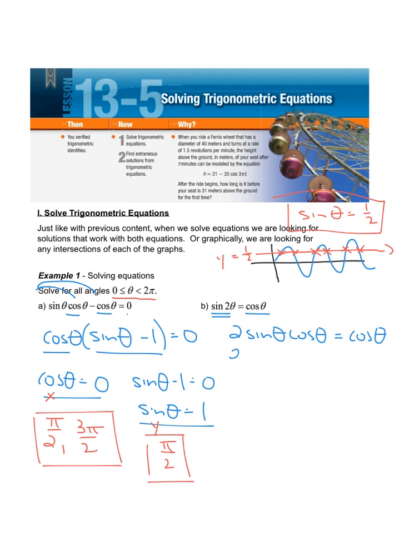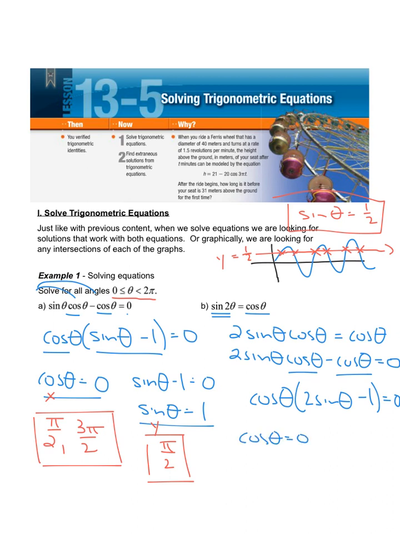If I want to factor, my equation has to equal 0. So I'm going to move cosine of theta over to the left. And now I can factor out cosine. So I wind up with 2 sine theta minus 1. And then I have a factored product. So I set each portion equal to 0. Some of you can jump ahead. If I set this 2 sine theta minus 1 equal to 0, and I add 1 and divide by 2, I know that sine must be 1/2.